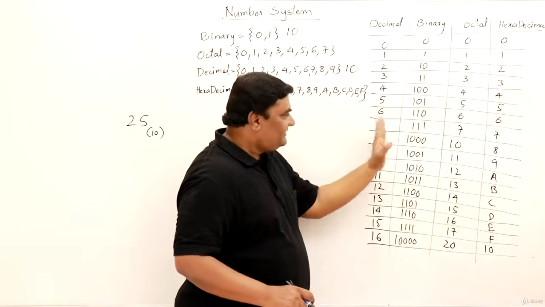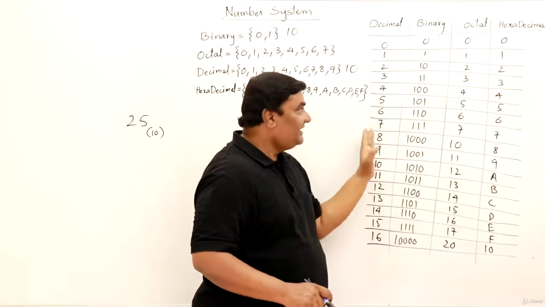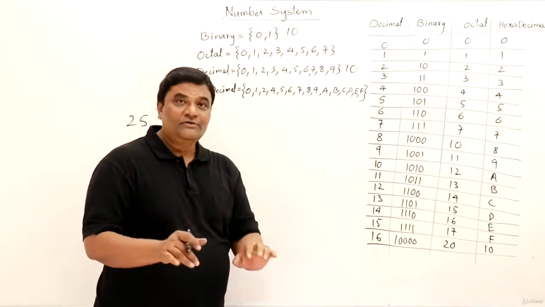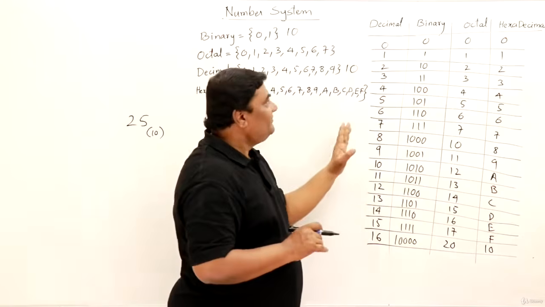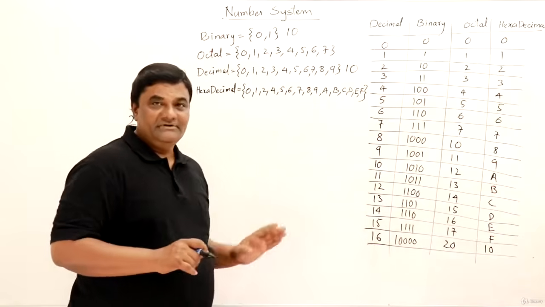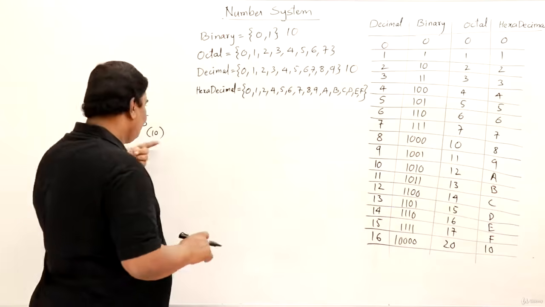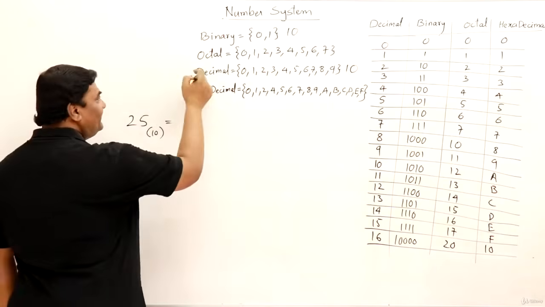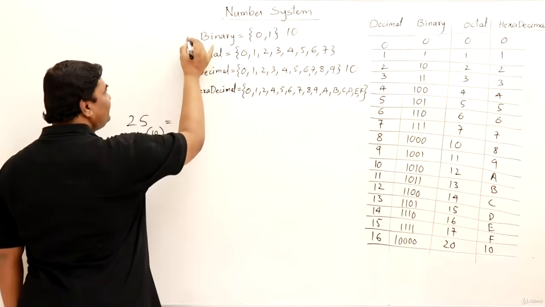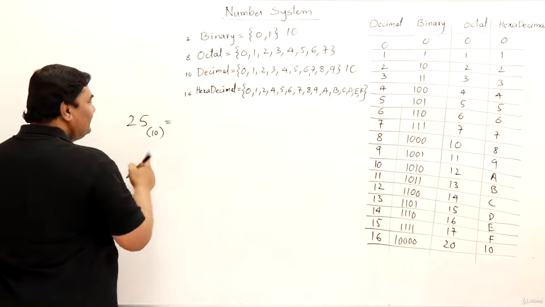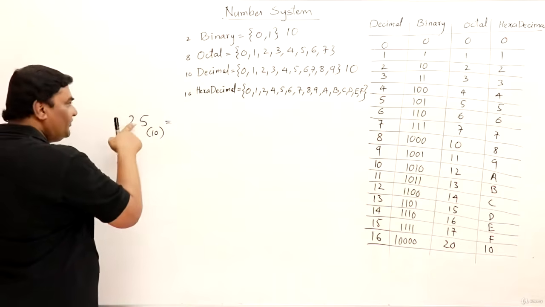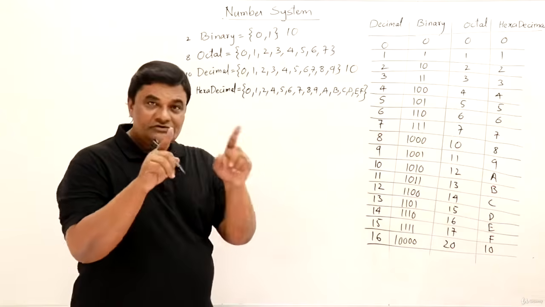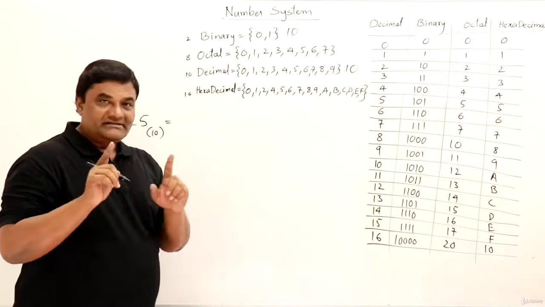How to convert this into this one, or this to octal, binary to hexa, everything is there, you can study it. But in this video, I'll just show you conversion from decimal to binary, then binary back to decimal, just to give you the idea. So let us take an example. I have a decimal number, base 10 means it is a decimal number. So this is base 10, this is base 8, this is base 2, and this is base 16. So we write 10 here, because 25 can be there in octal also, hexa also. Which one is it? To show that, we will say decimal as 10.